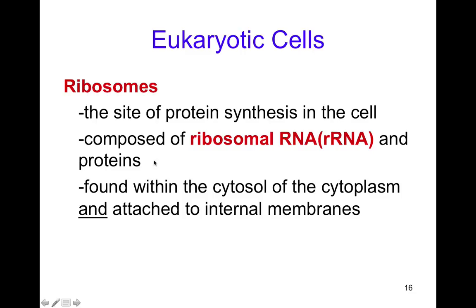And then ribosomes, important note to make. Ribosomes are found within the cytosol, which means that they're kind of free floating around the cytoplasm, but they're also attached to internal membranes, which you may remember with the rough endoplasmic reticulum. So again, ribosomes can be found floating around the cell, and they can also be found at the rough ER.